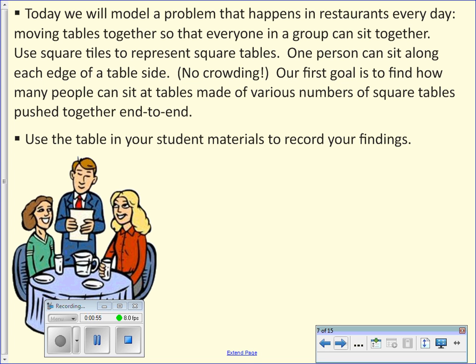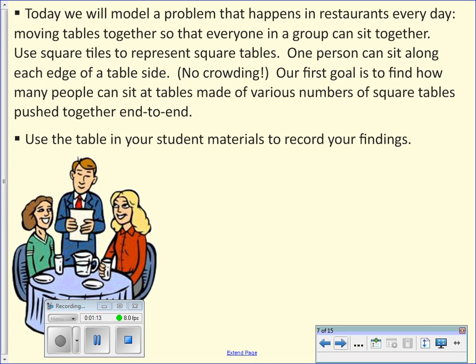So on your table, you have these index cards. Each index card represents a table. Only one person can sit on each side. Like right now in this classroom, you're sitting two on a side. You can't do that at the restaurant. Only one per side. So how many people can sit at this table? 4, one on each side.